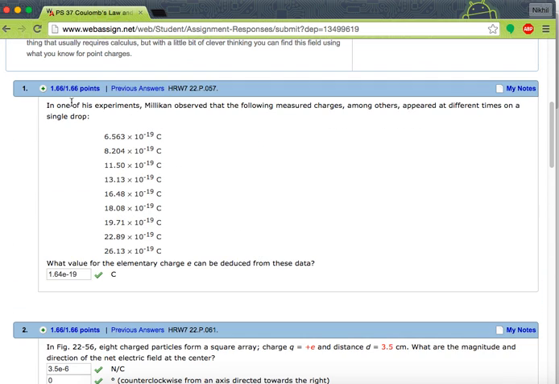So here's the problem. In one of his experiments, Millikan observed that the following charges, among others, appear at different times in a single drop. List some charges. What is the value of the elementary charge that we can deduce from this data?